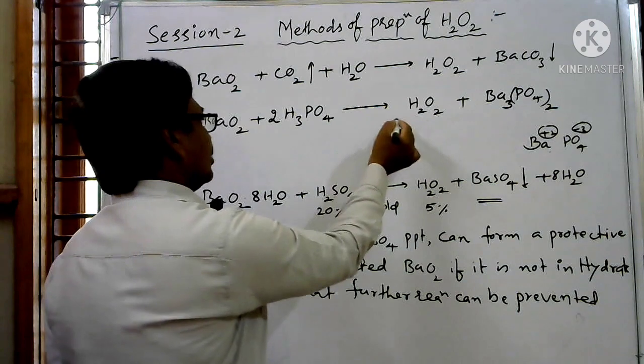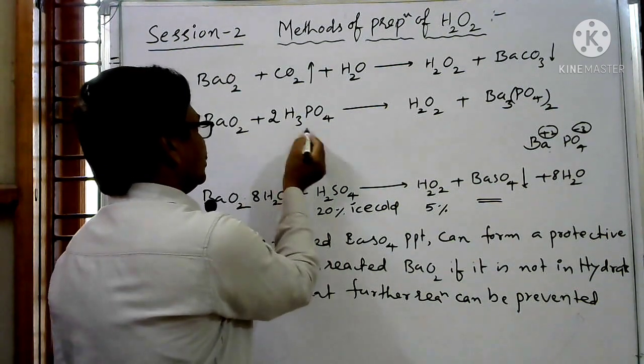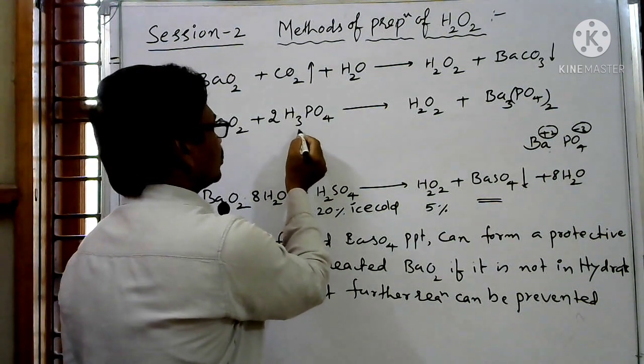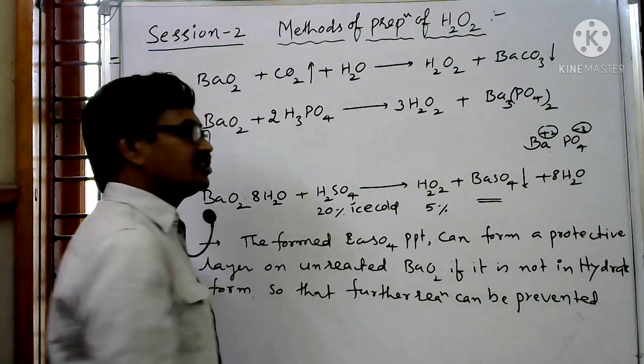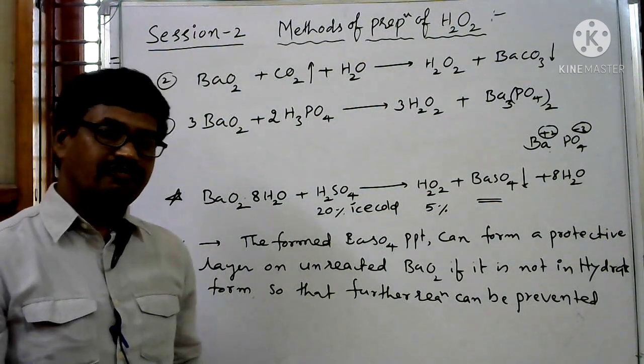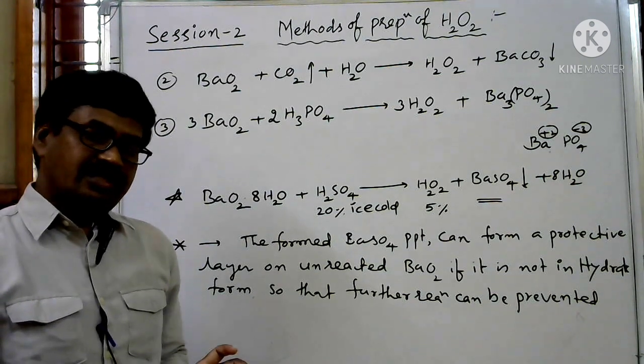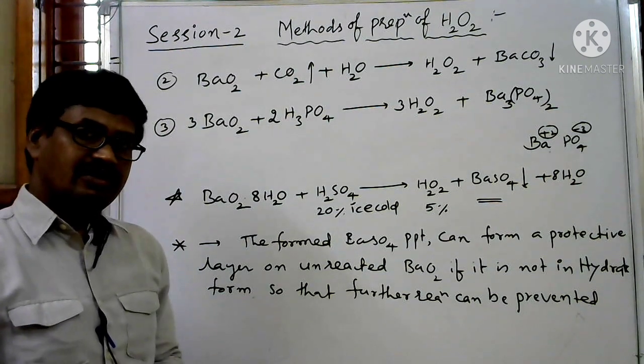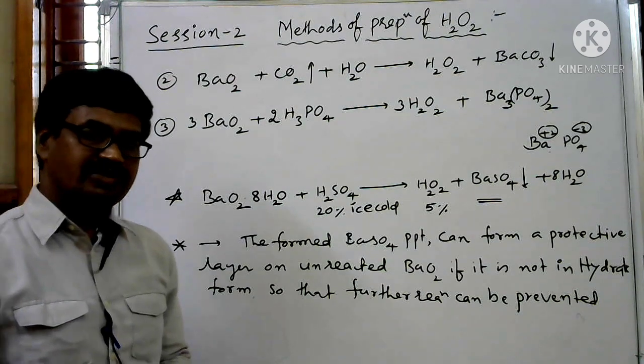Here how many hydrogen peroxide we can expect? 2 into 3, 6 hydrogens are there. So that here we can write 3H2O2. So these are the methods of preparations of hydrogen peroxide. Then we have 2 more methods which are very important.